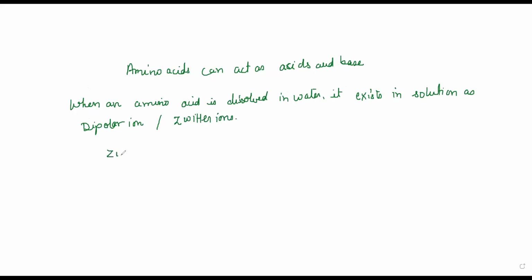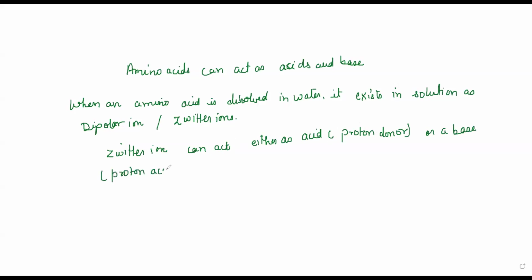So this zwitterion can act either as an acid, that is a proton donor, or a base, which is a proton acceptor. That is why the amino acids are also called amphoteric molecules.